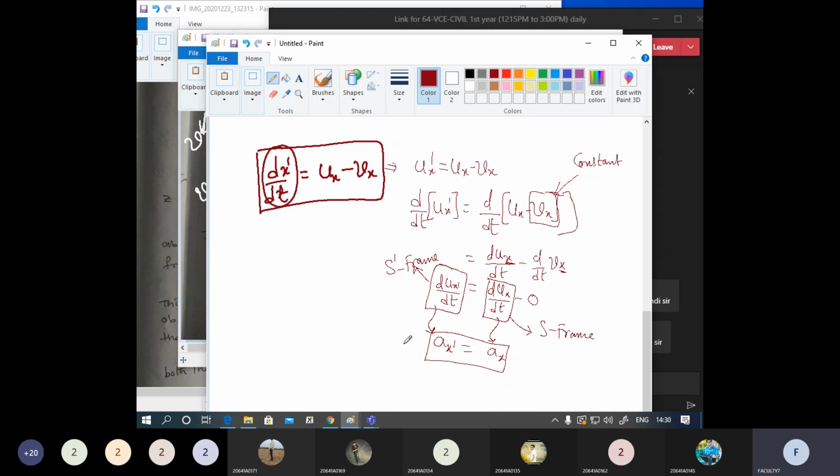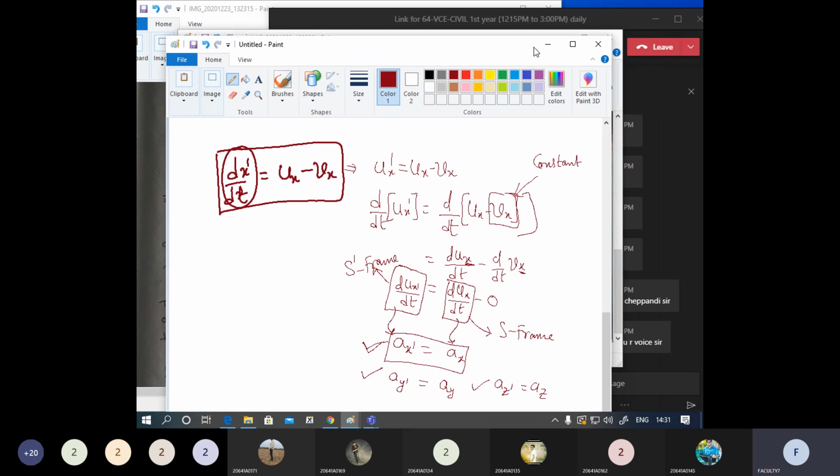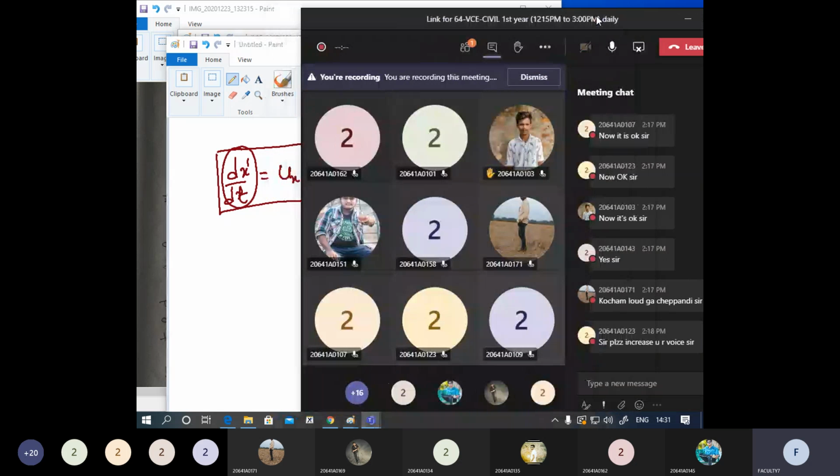Similarly, this is along the x-axis. The remaining second and third equations regarding the y-axis and z-axis, the third equation will be az prime equals az. Now these three are the expressions for the acceleration. There is no change in the velocity and no change in the acceleration. We are considering both the frames.